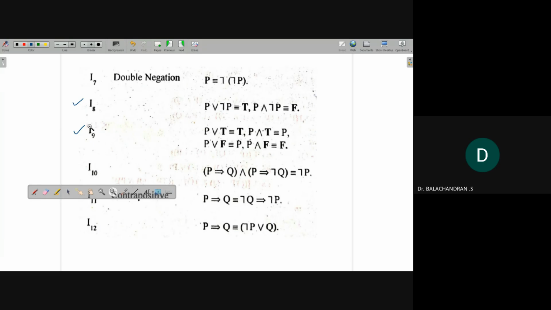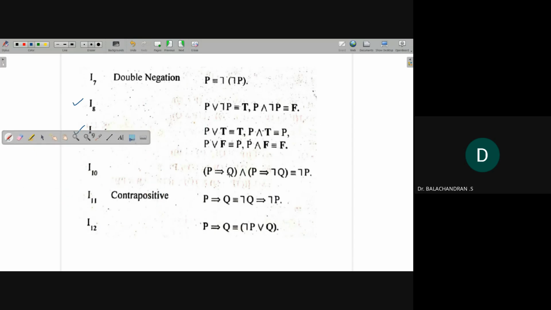Next, I10. I think we don't use I10 regularly. P tautologically implies Q and P tautologically implies negation Q is equivalent to negation P. So I think we don't use this one regularly. But they gave us the formula, so you should remember. Okay, contrapositive. We will use this one regularly.